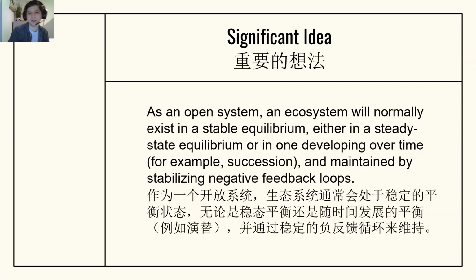Now, here's a significant idea. As an open system, an ecosystem will normally exist in a stable equilibrium, either in a steady state equilibrium or in one developing over time. For example, succession. So we haven't gone over succession yet, but we will in future units. It's basically the development of a forest over time. Okay. And it's maintained by stabilizing negative feedback loops.